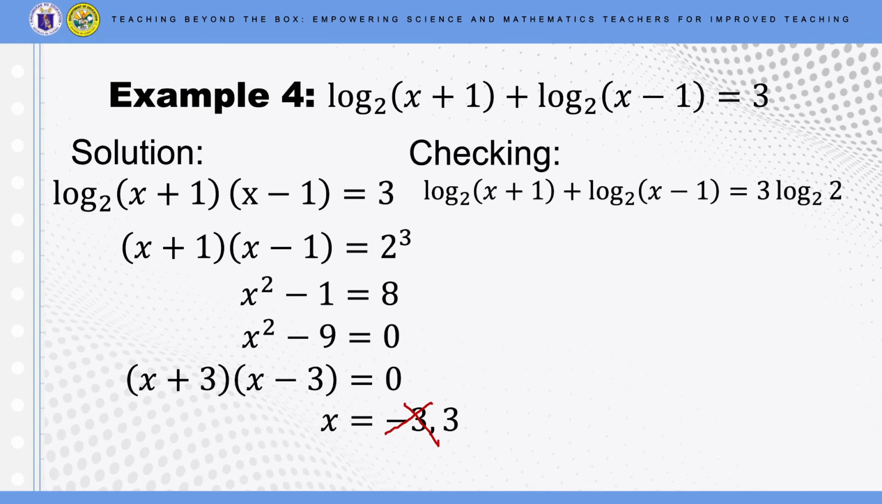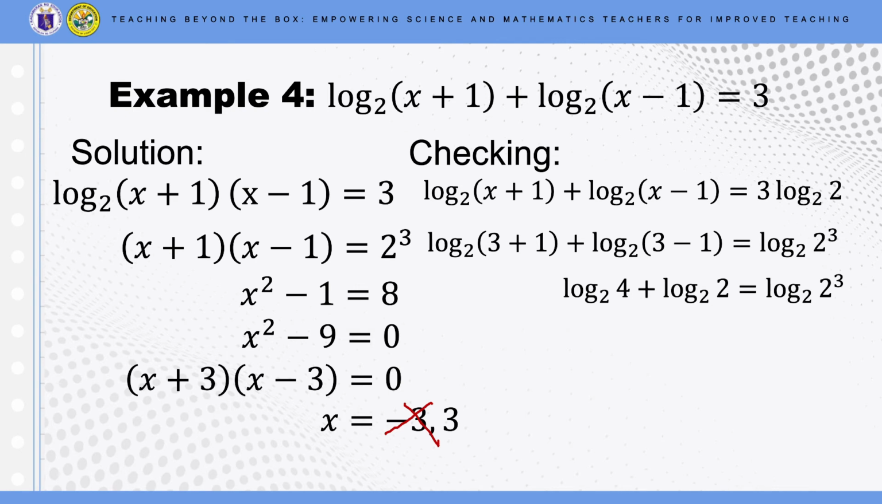So let's continue. The logarithm of the quantity x plus 1 base 2 plus the logarithm of the quantity x minus 1 base 2 is equal to 3 times the logarithm of 2 base 2. Here, we transform the right side of the equation to logarithm with base 2. Let's proceed. Plug in the value of x in the equation. So we have now the logarithm of the quantity 3 plus 1 base 2 plus the logarithm of 3 minus 1 base 2 equals the logarithm of 2 cubed base 2.